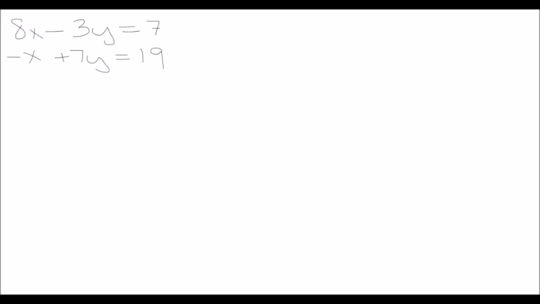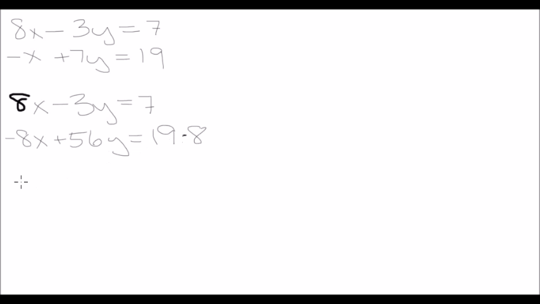So here we have a system of equations, and I'm going to go ahead and solve it using both the addition and the substitution method. So to start off with, I'm going to look at these two equations, and I'm going to say, well, if I multiplied this second equation by 8, then these first two terms would cancel out. So I'll write the first equation completely unchanged, and then I will write the second equation having multiplied every term in the equation by 8. And here I'm just going to write 19 times 8. And we'll come back to that in a minute.